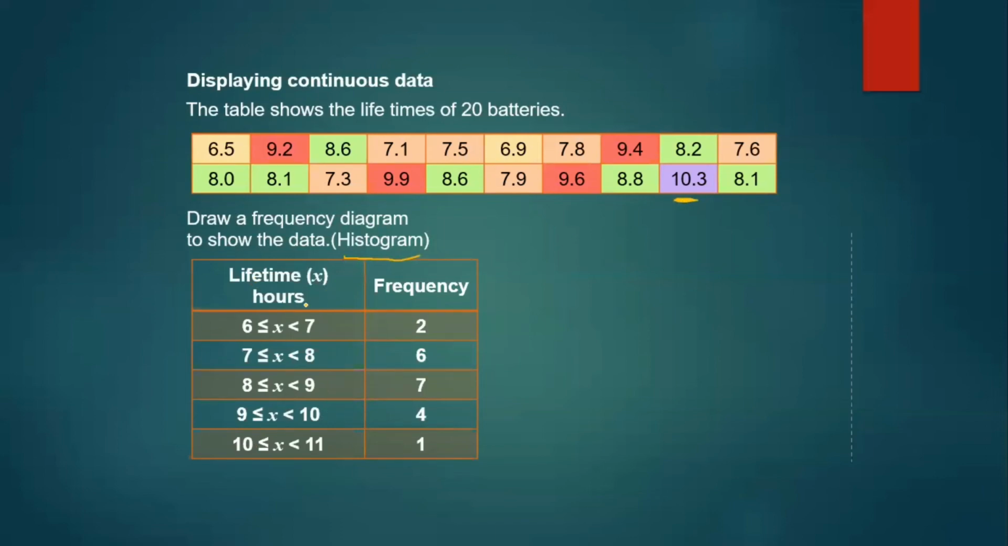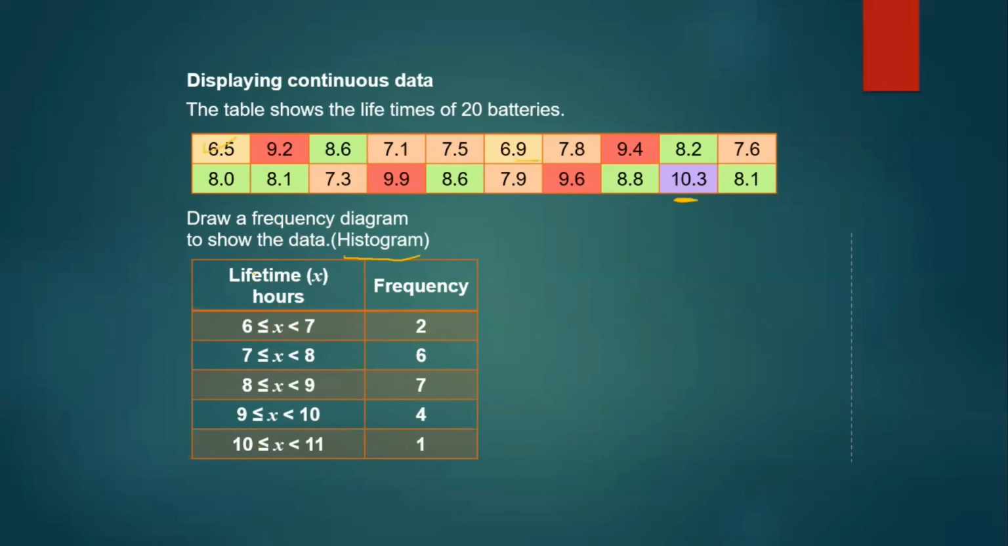This is how we write the lifetime in hours as an inequality: 6 less than or equal to x less than or equal to 7. So this lies between 6 and 7. And how many such are there? There are 2. Which are those? This one and this one. There are 2 such readings.